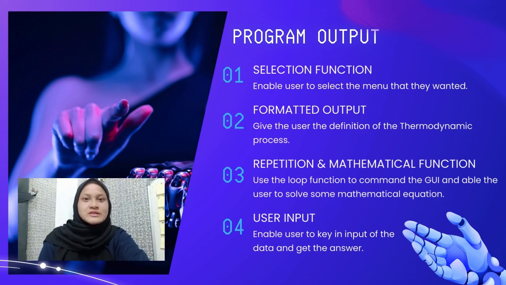Third, we use the repetition function and mathematical solving function. There are commands that help the user to calculate the work from the equation of work equal to pressure times volume 2 minus volume 1. Then the user can calculate again by pressing the reset button. Lastly, the user input. User can key in any value of volume 1, volume 2 or the pressure to get the work answer, or user can convert the unit of volume or pressure by keying in the unit and they can get a new value. So next, we will see our result.